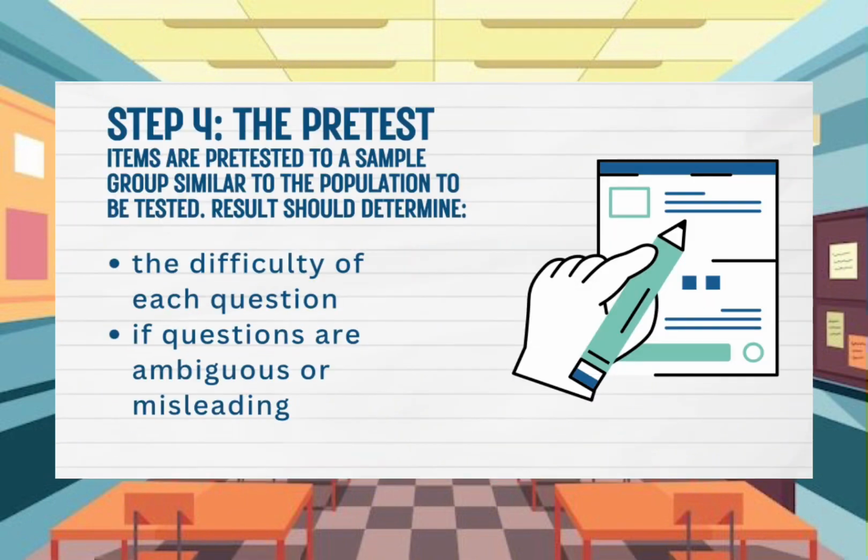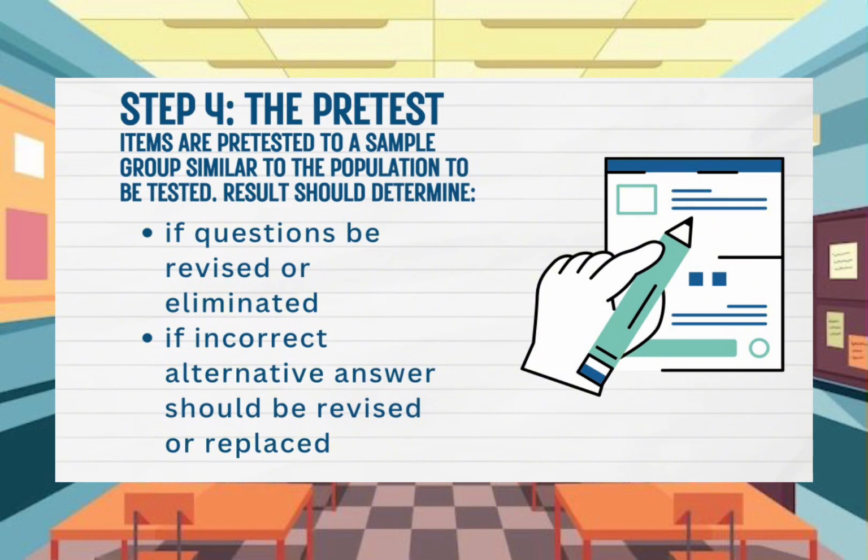Items are pretested to a sample group similar to the population to be tested. Results should be determined: the difficulty of each question, whether questions are ambiguous or misleading, whether questions should be revised or eliminated, and whether incorrect alternative answers should be revised or replaced.